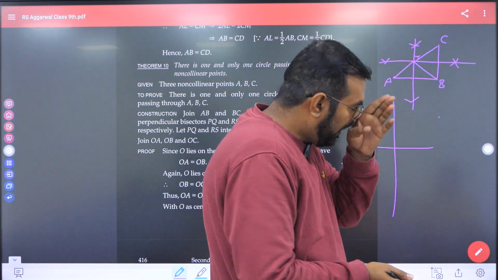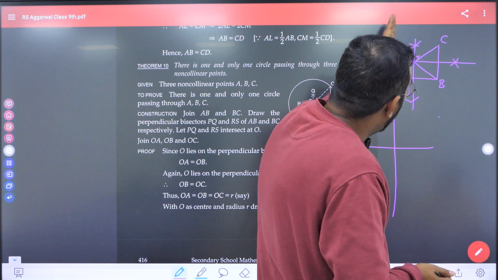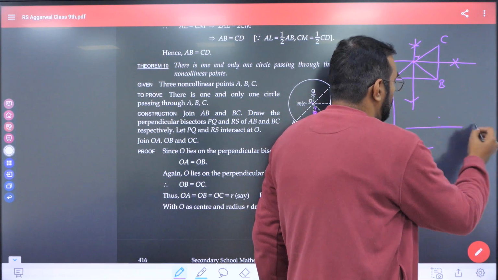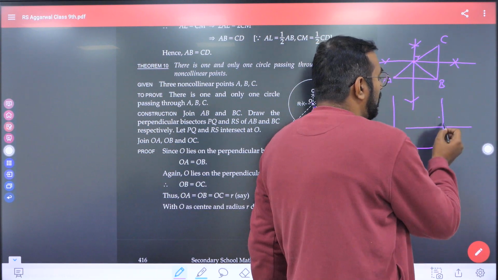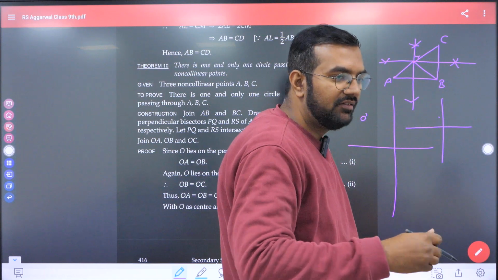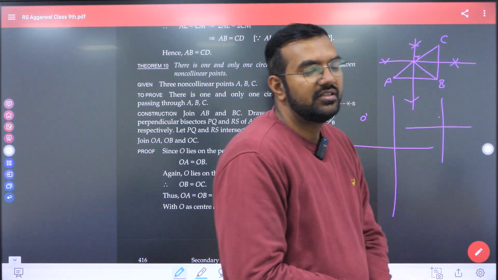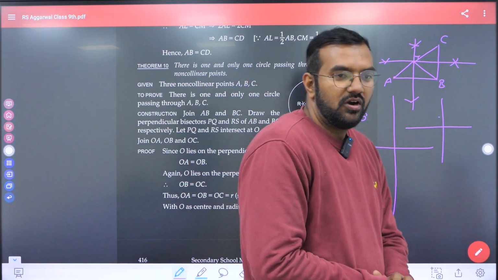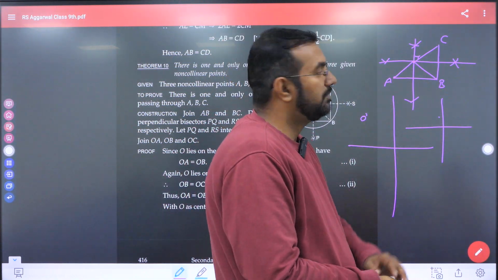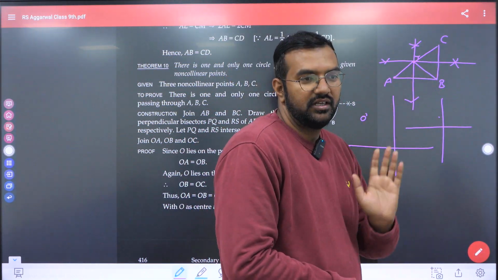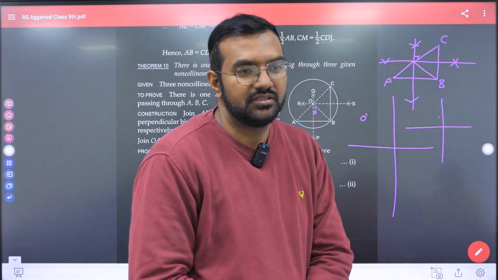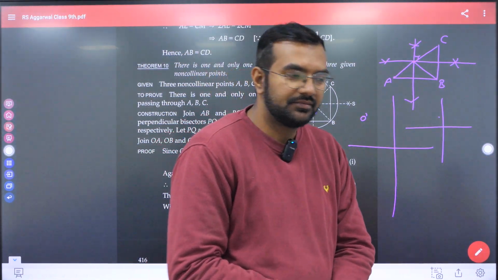And as we know that 2 straight lines can intersect at most at 1 point, there will be no other point from which A, B and C are equidistant. So we cannot draw any other circle that passes through A, B and C. Hence only one circle can pass through A, B and C. Okay, beta?